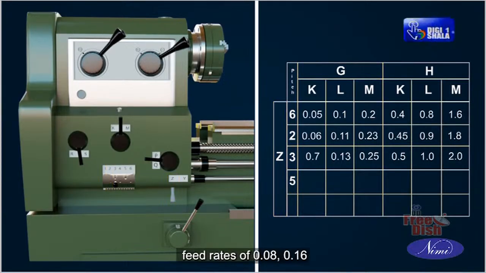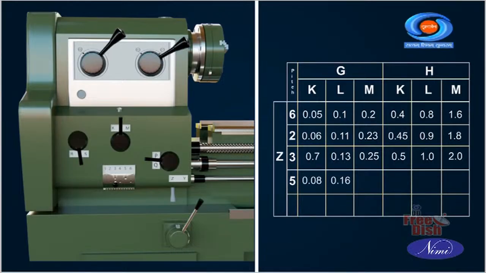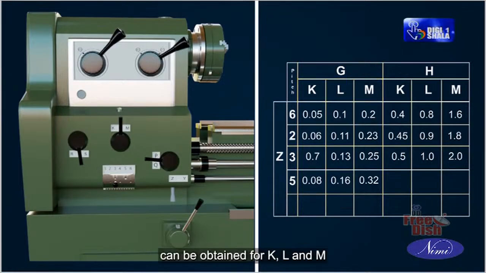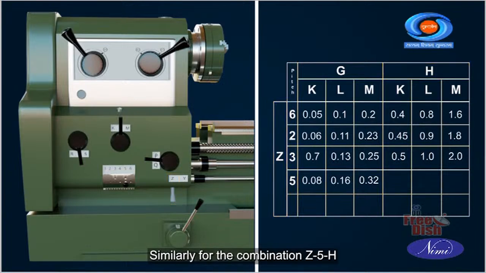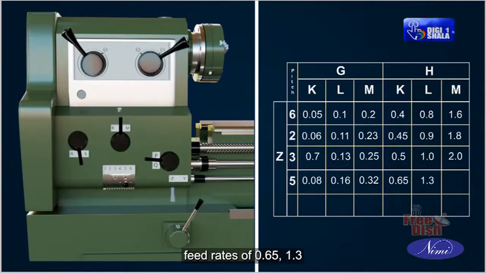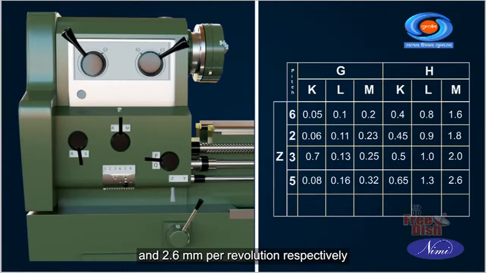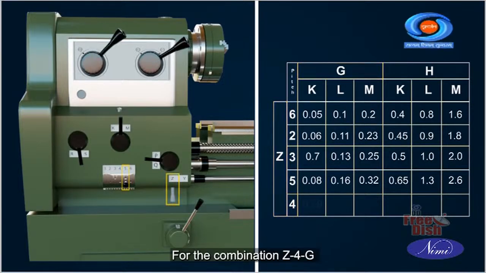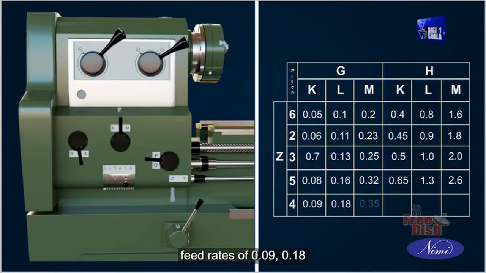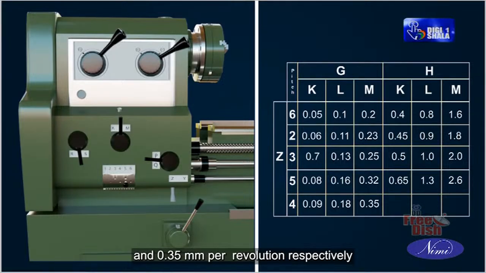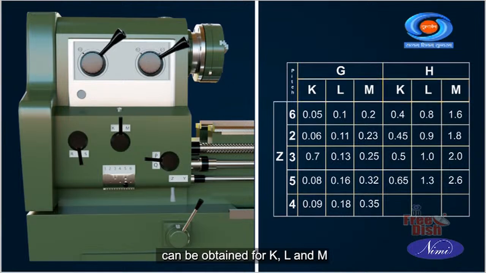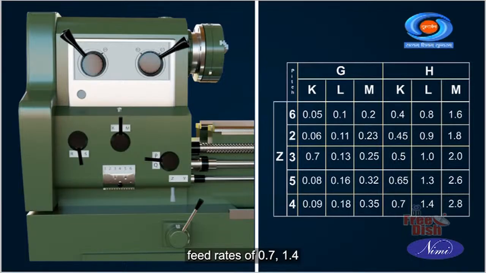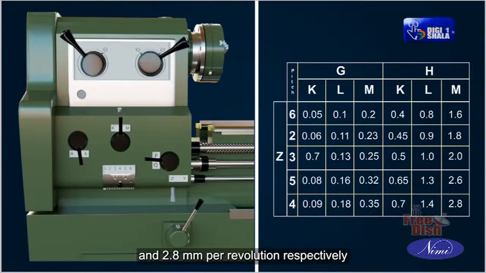For the combination Z5G feed rates of 0.08, 0.16 and 0.32 mm per revolution respectively can be obtained for K, L and M. Similarly, for the combination Z5H feed rates of 0.65, 1.3 and 2.6 mm per revolution respectively can be obtained for K, L and M. For the combination Z4G feed rates of 0.09, 0.18 and 0.35 mm per revolution respectively can be obtained for K, L and M. Similarly, for the combination Z4H feed rates of 0.7, 1.4 and 2.8 mm per revolution respectively can be obtained for K, L and M.